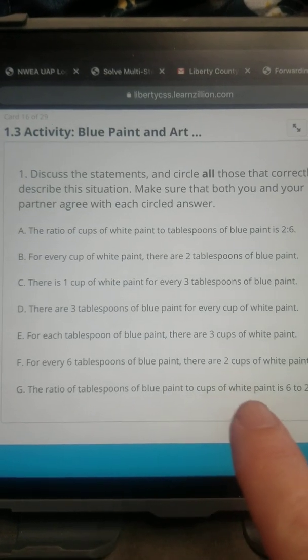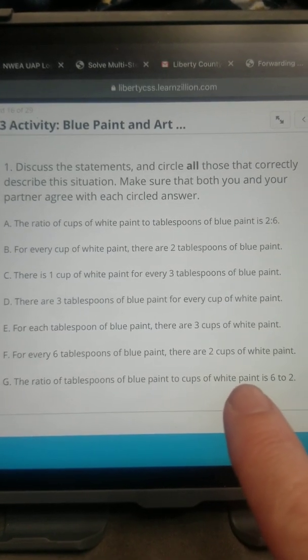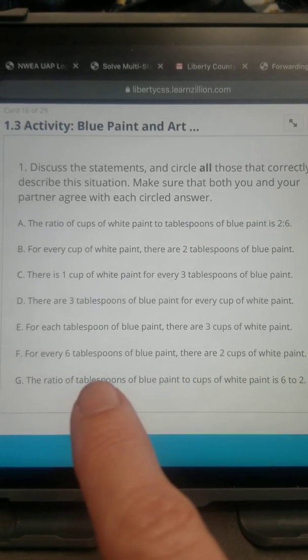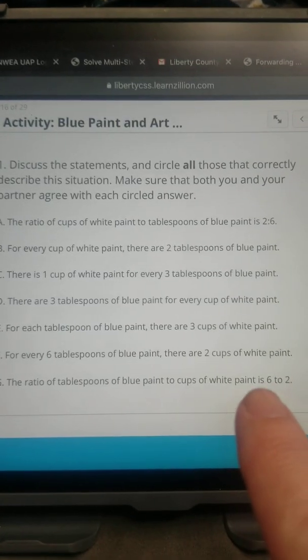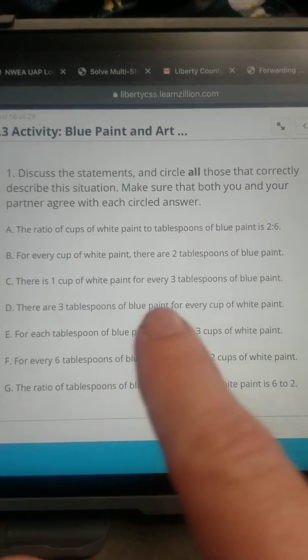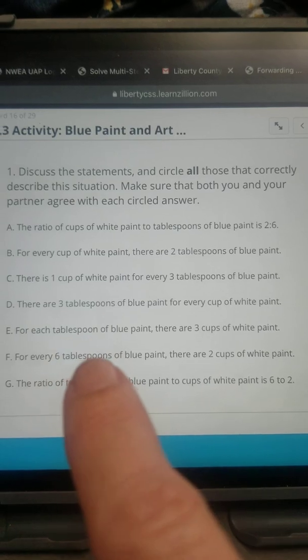The ratio of tablespoons of blue paint to cups of white paint is 6 to 2. Tablespoons of blue to cups of white, 6 to 2. They just flipped it on you, right? So there's a couple in here that will work.